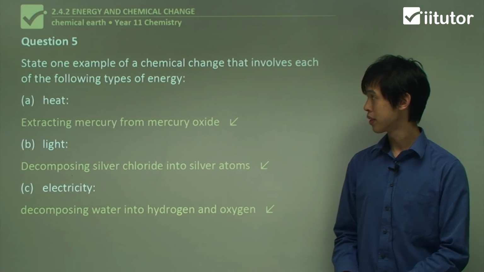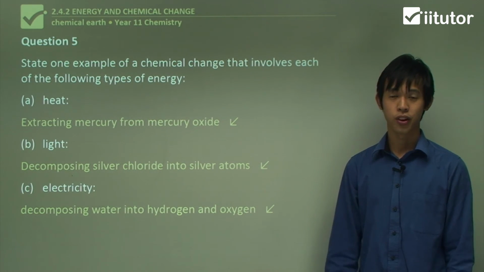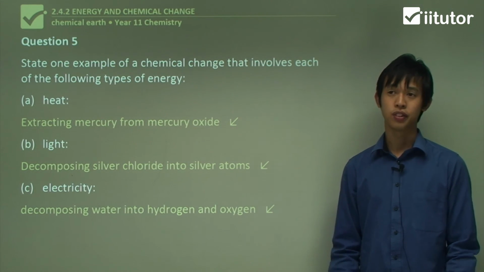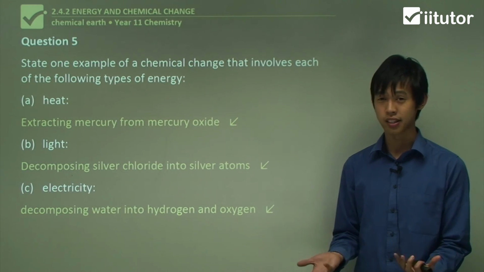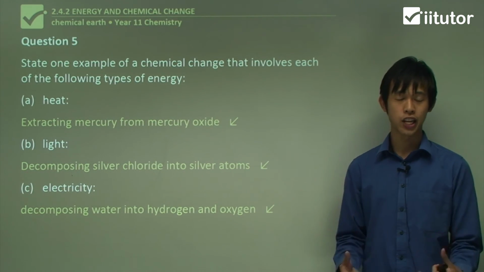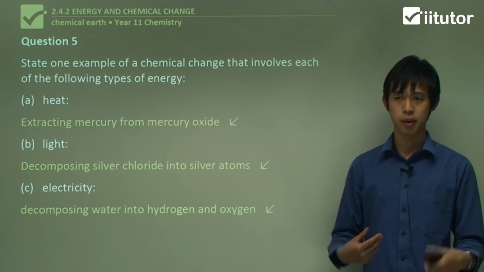So that concludes today's lesson on reactions and their indicators. We've looked at what a reaction is, what indicators come out, and what the common energy forms are that are related to chemical reactions.